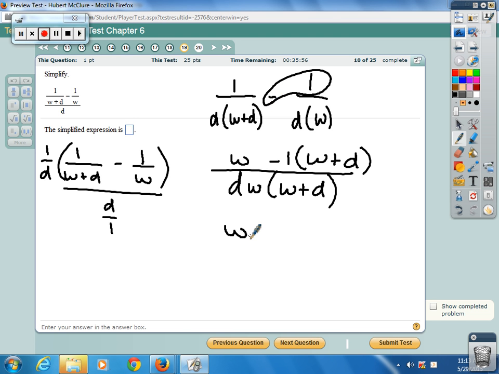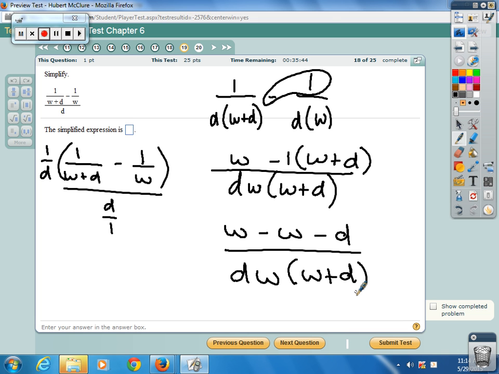W minus D over DW times W plus D. And what happens to the W's? They eliminate each other. And the D cancels with what? So your final answer is negative 1 over W times W plus D.